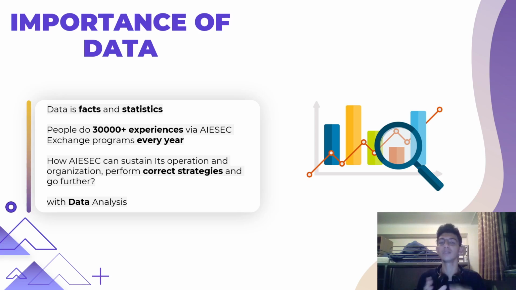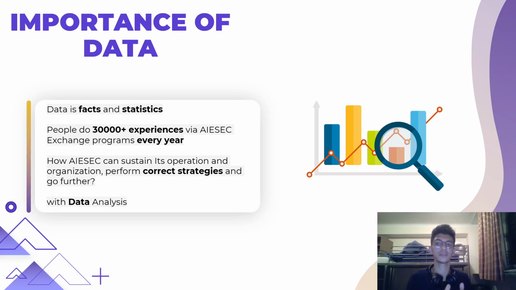And when the pieces of information one by one become a whole table or whole box or book, it becomes statistics. So the statistics will be what we are going to use and make a data analysis with. That's the thing. If you check the second sentence, we see that there are more than 30,000 experiences via Isaac every year, right? So this is a statistic as well.